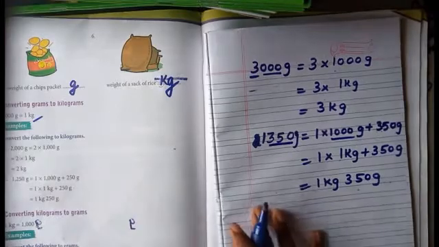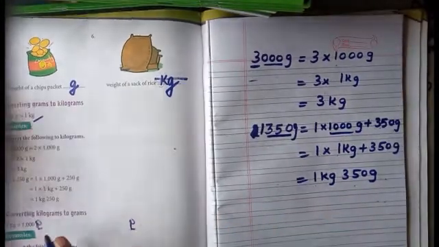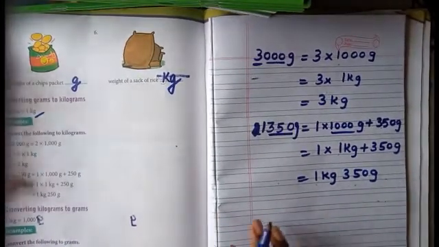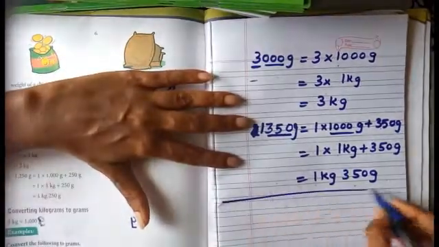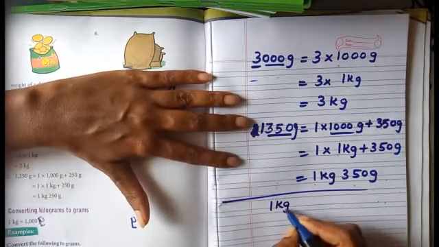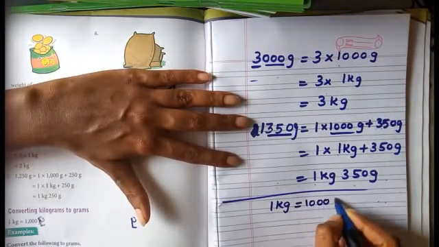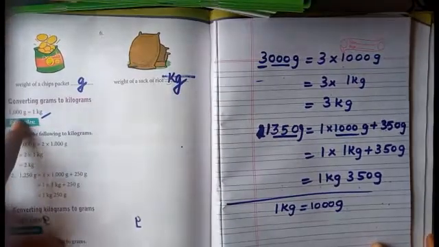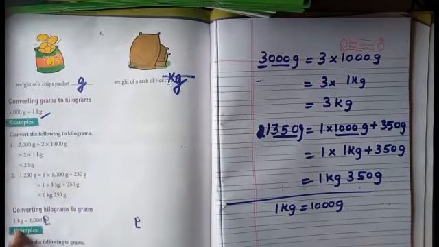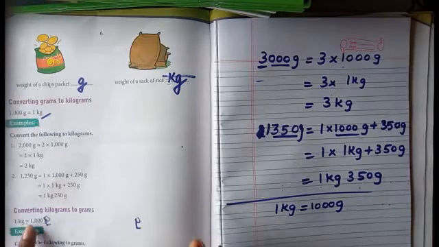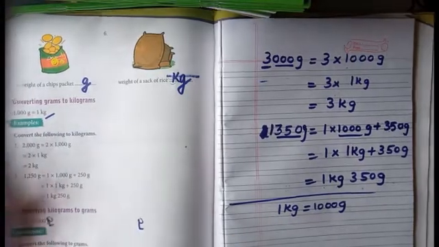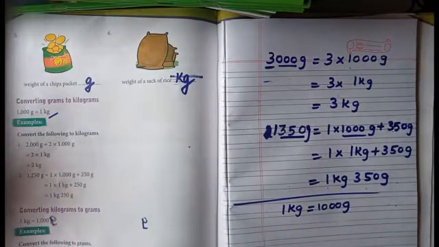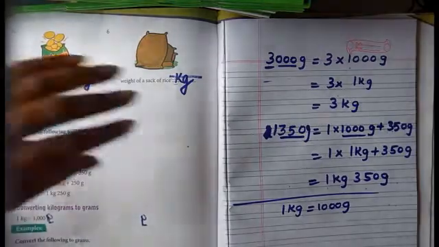Now we are going to see the same thing, converting kilograms to grams. The formula is the same: 1 kg is equal to 1000 gram. There we learned 1000 grams equals 1 kg. Here 1 kg is equal to 1000 grams. Same formula only, you have to interchange the numbers. Okay, so first see the example.